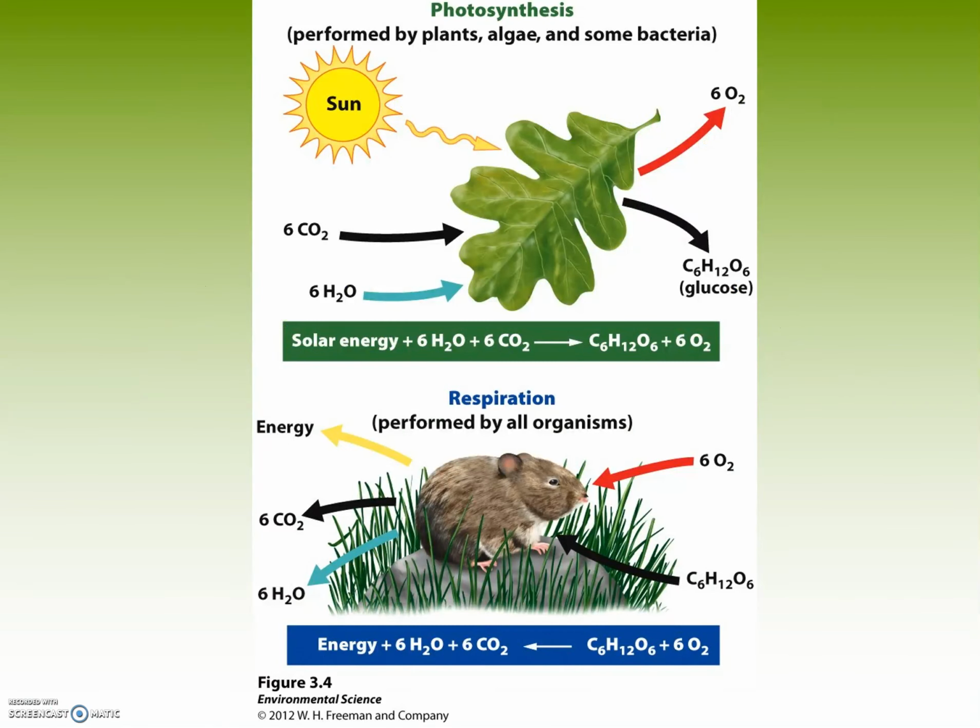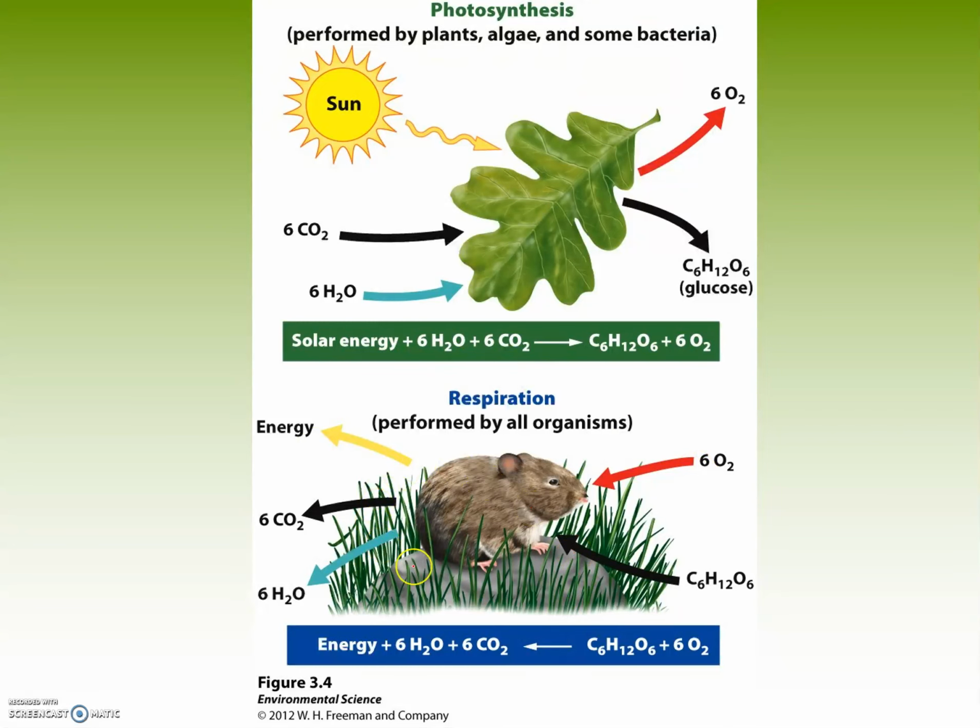So if we look at our plant leaf here, it takes in energy from the sun, it takes in carbon dioxide, it takes in water, and produces glucose, a sugar, that can be used by heterotrophs, and it produces oxygen. Okay, this is performed by what we typically think of as plants. Plants are our big autotrophs, but some algae and some bacteria also fit into this category.